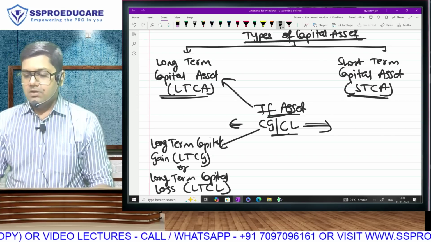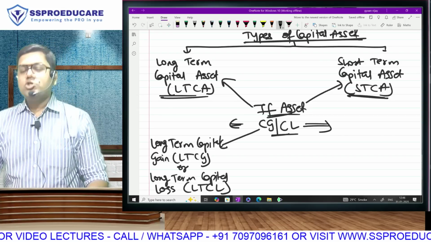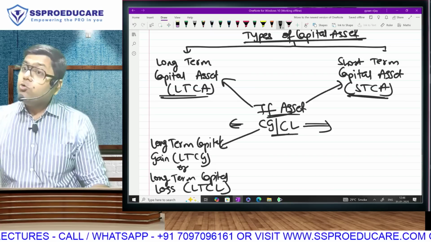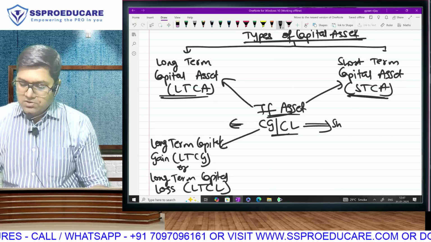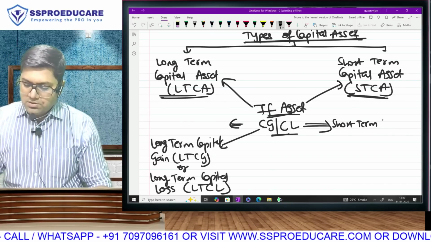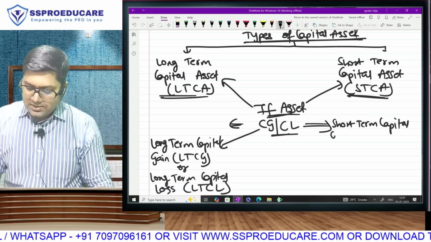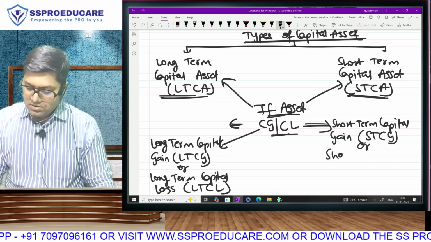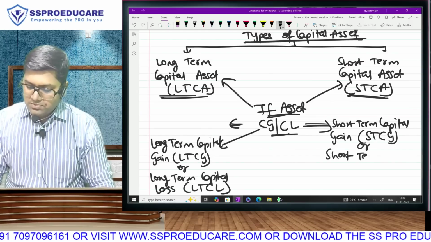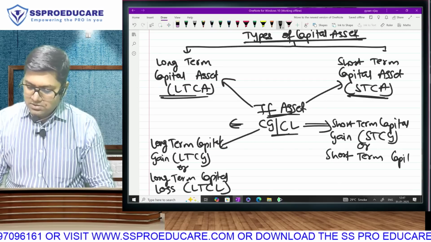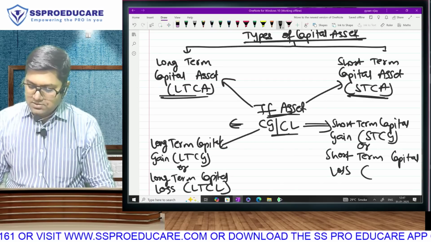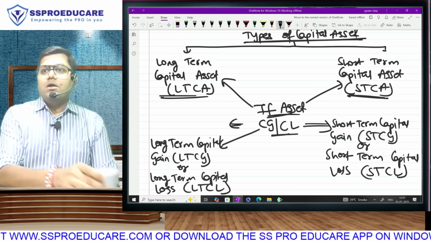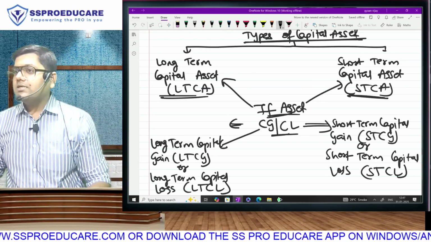And if your asset is short term capital asset, you did not hold it for very long, you sold it immediately, still you can have gain or loss. Such a gain will be called short term capital gain, that is SATSAG, or short term capital loss, that is SATKAL. Latka LUTSUG, Satka SATSAG.